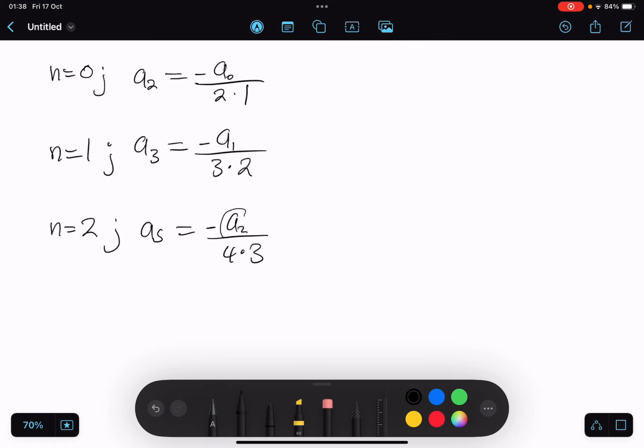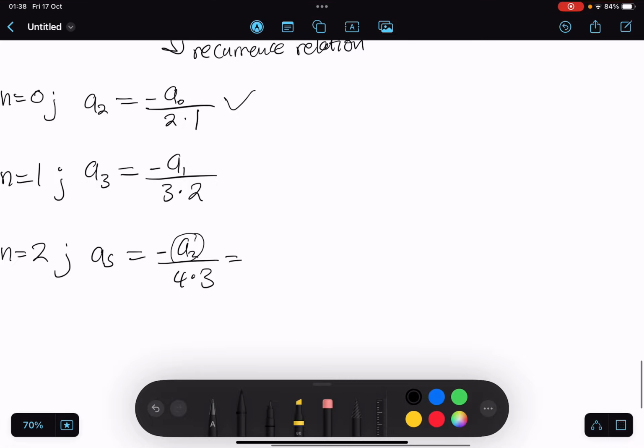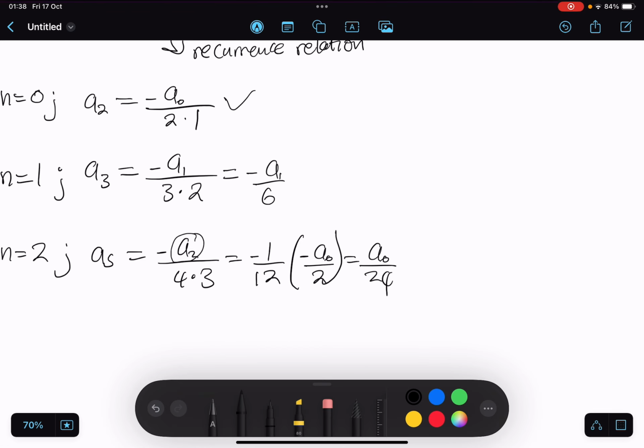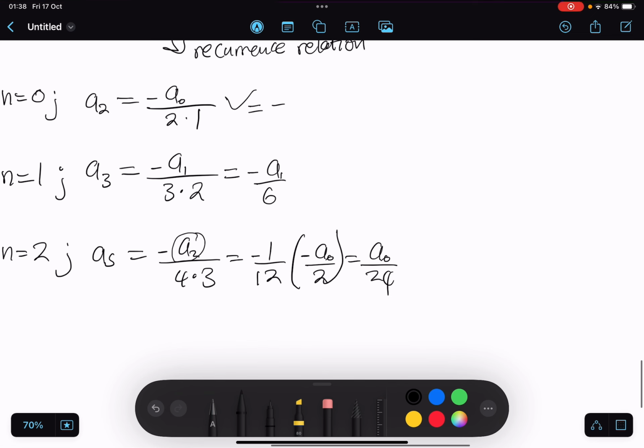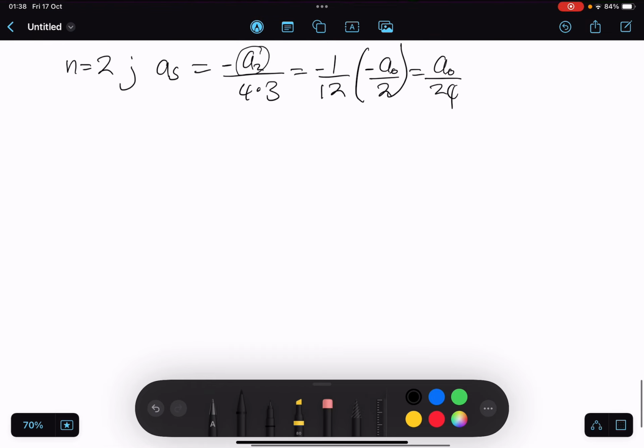But remember, we do have the value of a2. So we can further simplify this as minus 1 over 4 times 3, which is 12, and then the value of a2 is minus a naught over 2, which gives a naught over 24. And here it's minus a1 over 6. Here we've already evaluated this is a naught over 2. So now from here we can rewrite.